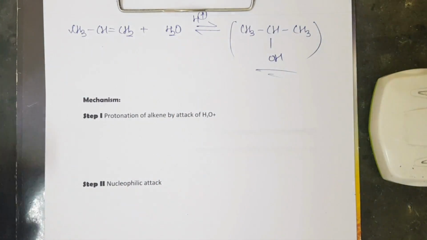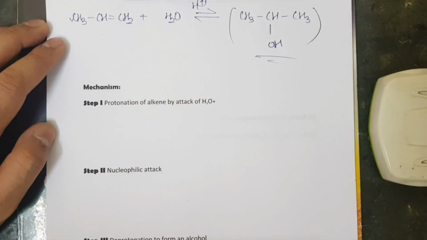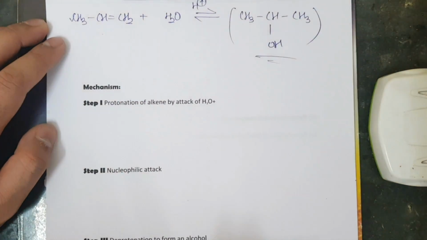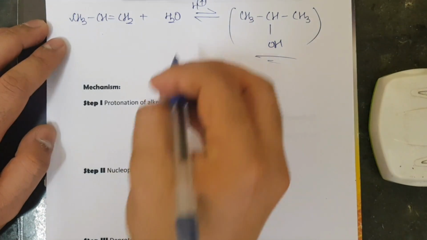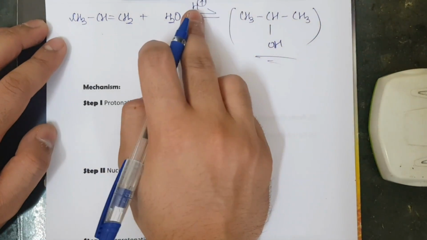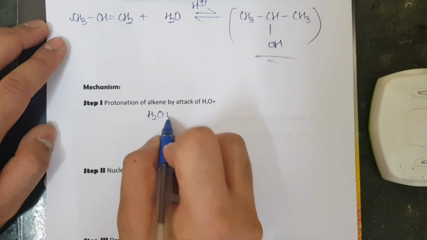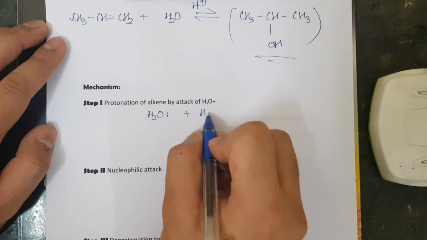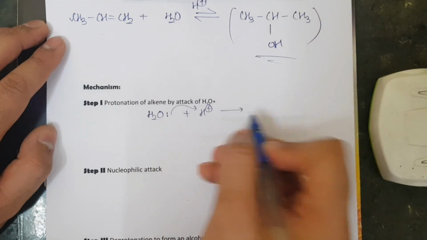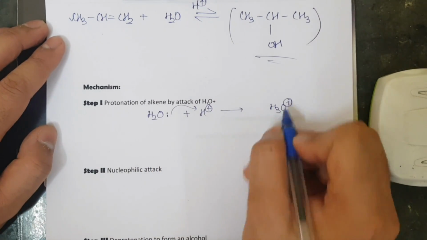Let us try to understand the mechanism here. So protonation मतलब क्या होता है? Addition of H plus basically. Okay, so what will happen from here? H plus is electron deficient. H2O is electron rich. So H2O which has a lone pair इसलिए electron rich है. Plus H plus would give me the formation of H3O plus.